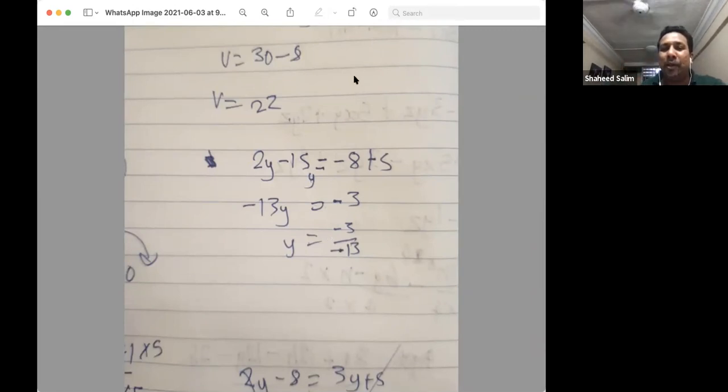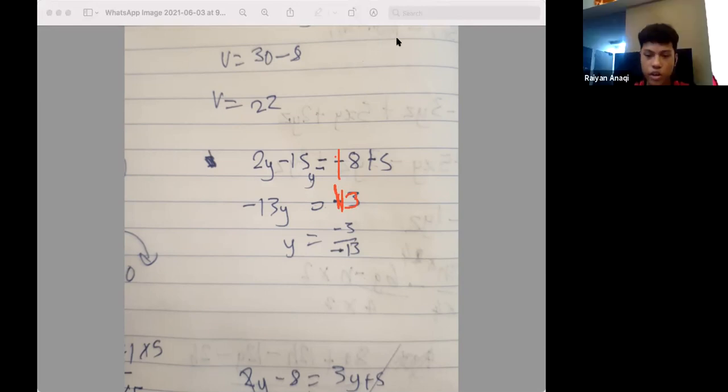Down here, this one there's now plus 8. You bring it over, minus 8 becomes plus 8, right? So this one becomes positive 13. 8 plus 5 is 13. So minus 13y equals 13. The answer is minus 1. Yeah, you get it.